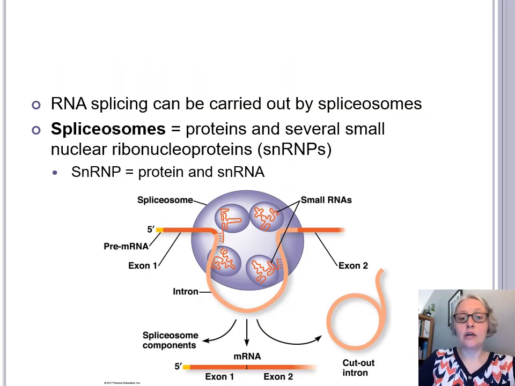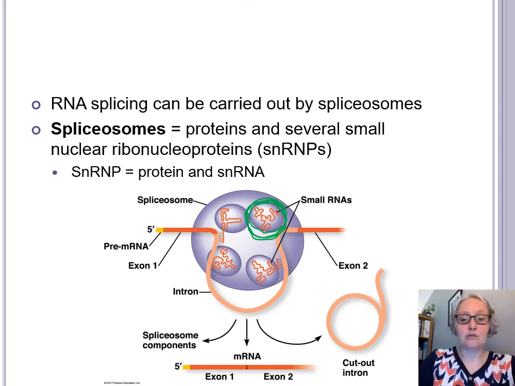RNA splicing is sometimes carried out by a molecule called a spliceosome. Spliceosomes are what are drawn down here at the bottom of the screen. The spliceosome is that big purple and red blob with all those smaller blobs in it. A spliceosome is composed of proteins, the purple part, and several small nuclear ribonucleoproteins. I'm going to circle a small nuclear ribonucleoprotein right now. It's that smaller element, that small circle plus that red piece on the inside.